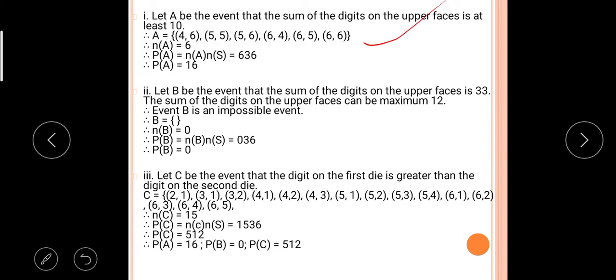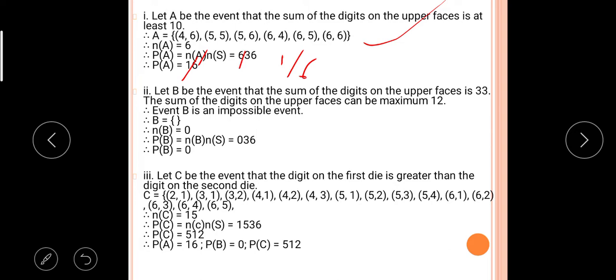At least 10. 10 means 10 or more than 10. Okay, according to that, n of A is 6. How many are there? 1, 2, 3, 4, 5, 6. So P of A is n of A upon n of S, and therefore 6 by 36. So it is 1 by 6. The answer is 1 by 6.